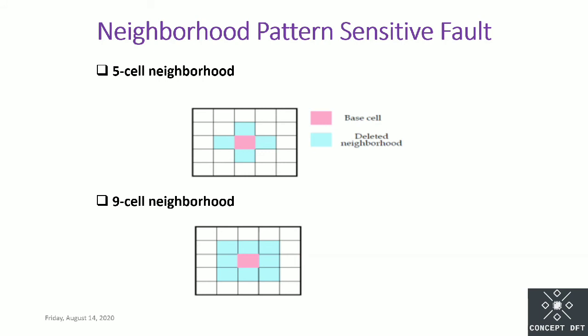In first figure, we can see a 5-cell neighborhood pattern, where one cell is a base cell and 4 cells are neighborhood cells. In second figure, you can see a 9-cell neighborhood, where one is base cell and 8 cells are neighborhood cells. So this is about neighborhood pattern sensitive fault.